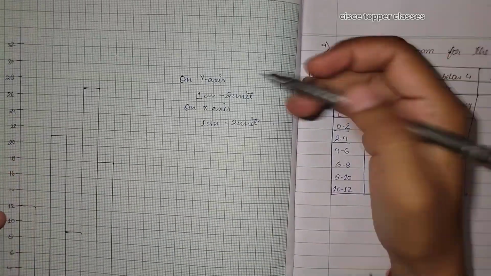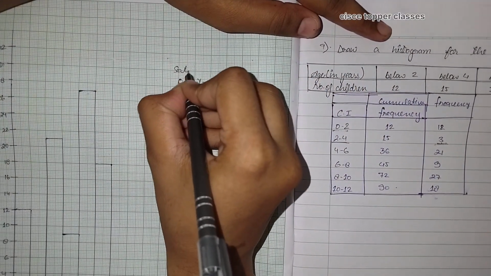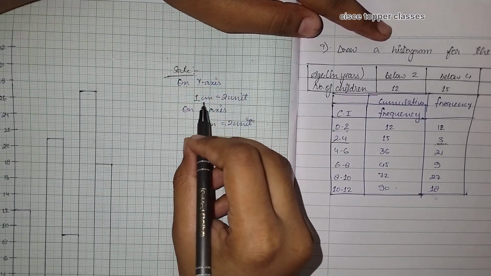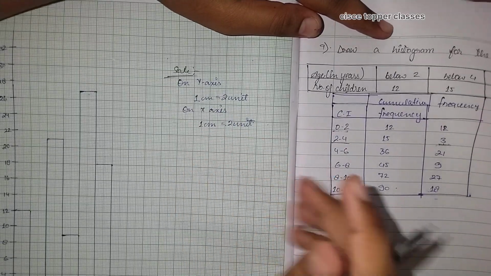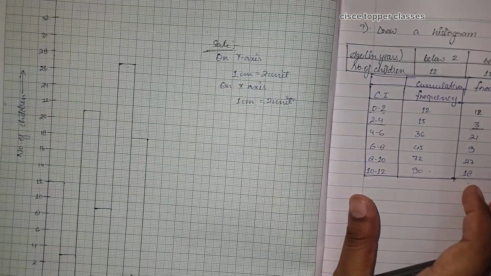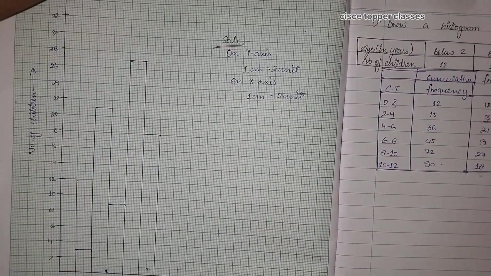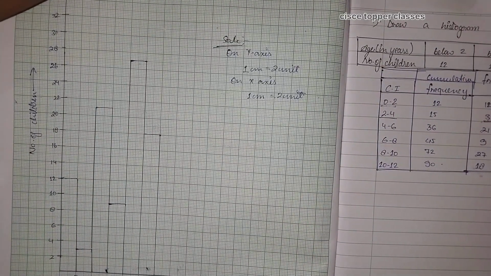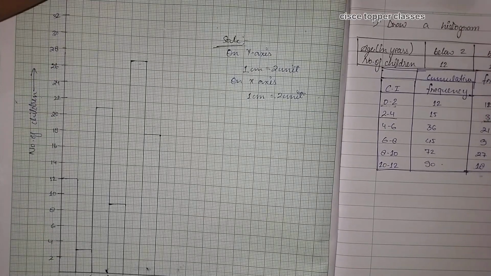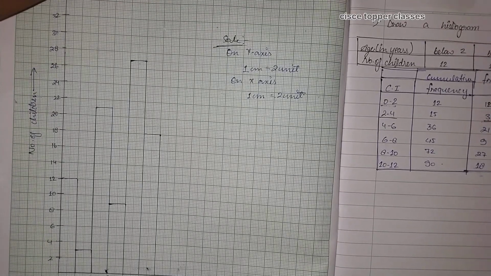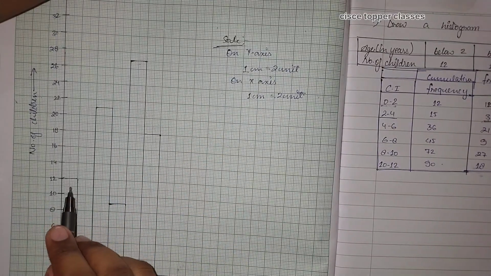So here I have taken the scale on the y-axis. This is the scale I have written. On the y-axis I have taken 1 centimeter as 2 units, and on the x-axis 1 centimeter as again 2 units. So if we write here, these are the number of children and these are age in years. Here this is 2, then 4, then 6, after that 8, 10 and 12. These are the ages and these are the frequencies.